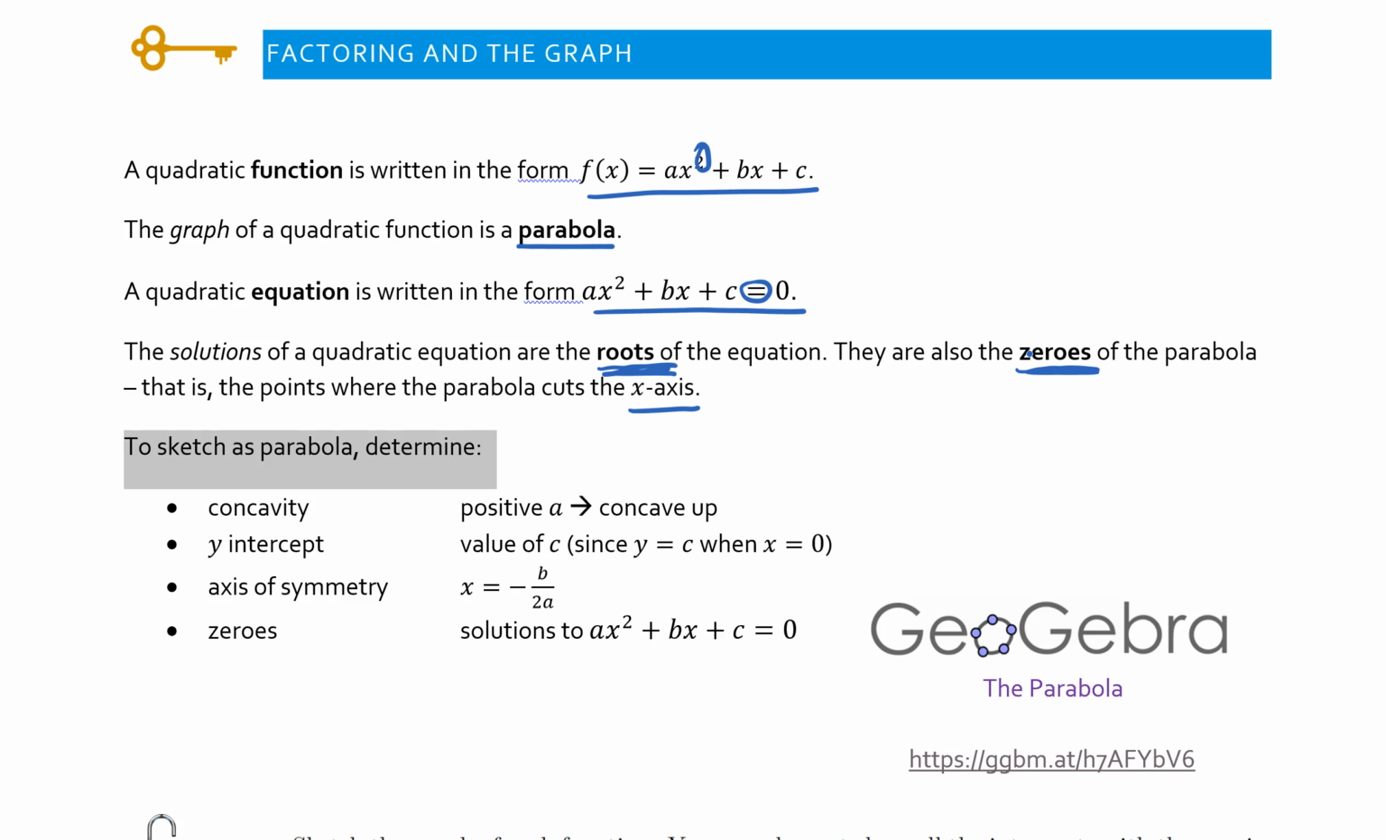If we're going to sketch a parabola, there's a certain process that we follow. It's not strict, but in general, check the concavity. We know that if a is positive, it's concave up, smiley face. Find the y-intercept, which we just read off as the value of c. The axis of symmetry is minus b over 2a. Now there's a formula for that, which we spoke about previously, but there are other possibilities as well. And the zeros, the solutions to this equation here. So let's go and have a look at a parabola on GeoGebra and think about those things.